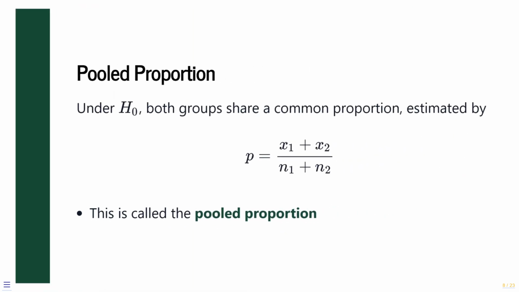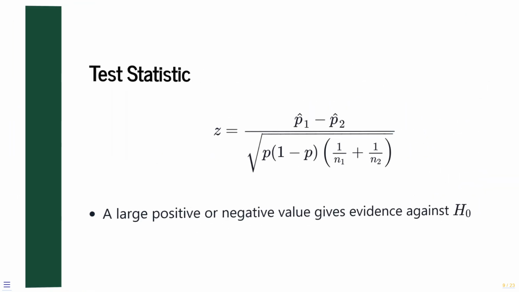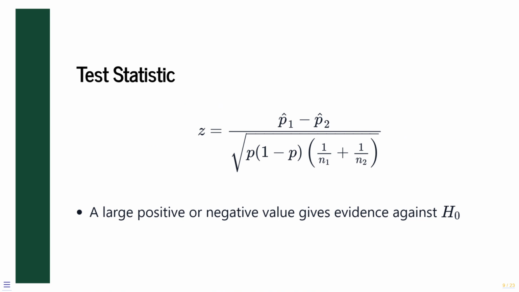Under the null hypothesis, both groups are assumed to share a common population proportion. We estimate that common value with the pooled proportion, which is the total number of successes divided by the total sample size across both groups. The test statistic is Z equals p-hat sub 1 minus p-hat sub 2, divided by the square root of the pooled proportion times 1 minus the pooled proportion, times the quantity 1 over n sub 1 plus 1 over n sub 2.